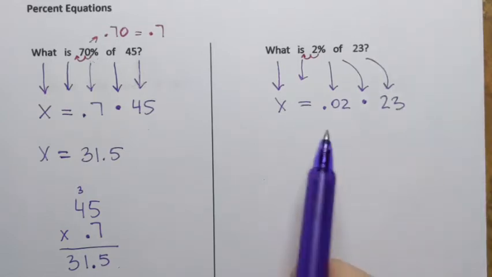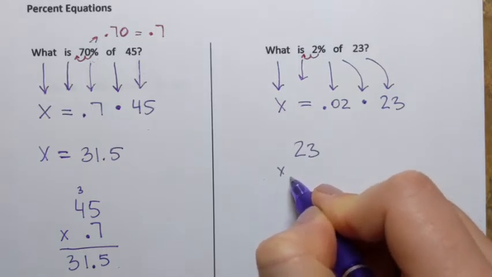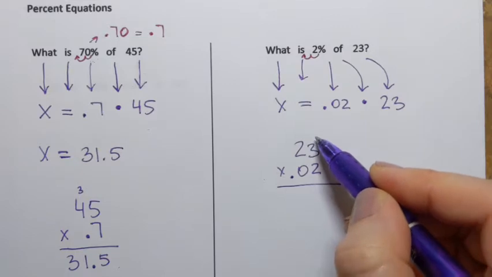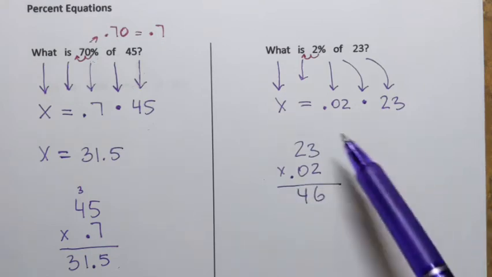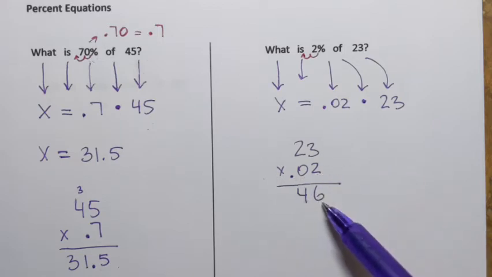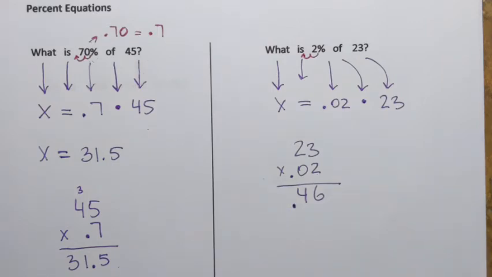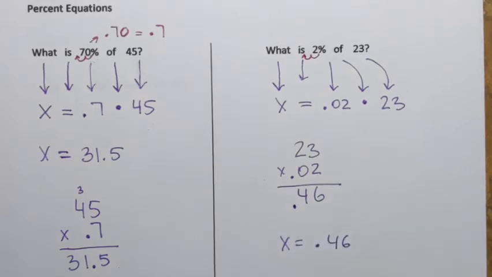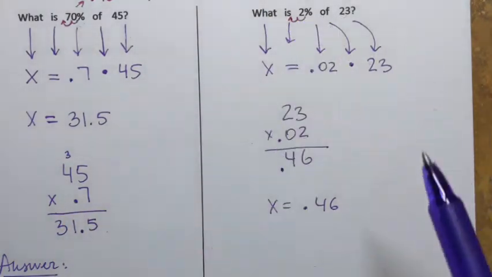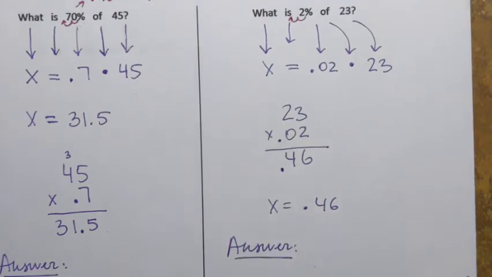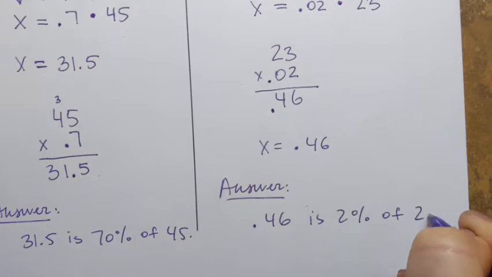Here we have a similar situation where x is already by itself, and to find it we simply have to take 23 and multiply it by 0.02. I'm aligning the numbers along the rightmost digit. So 2 times 3 is 6, 2 times 2 is 4. 4, 6, and then combined I have 2 digits after a decimal point, so in the answer I should have 2 digits after the decimal point, which means I place the decimal point here: 0.46. So x equals 0.46. If I want to write a complete answer, I'm going to put 0.46 here instead of the word what, and then I will rewrite everything else. Answer: 0.46 is 2% of 23.